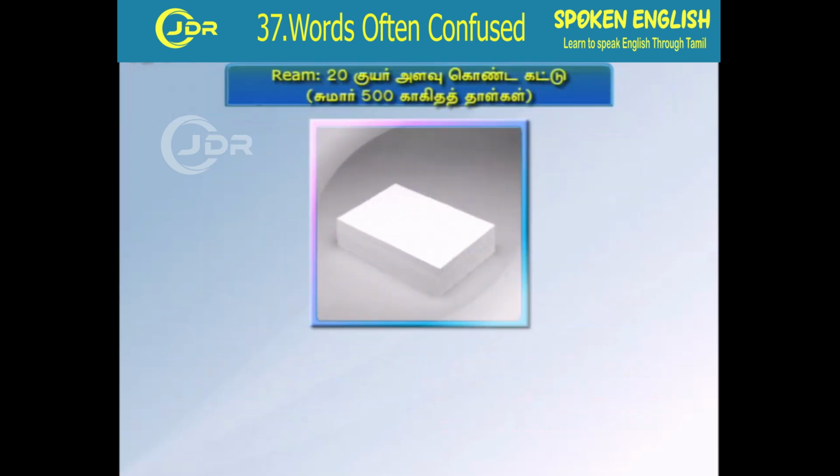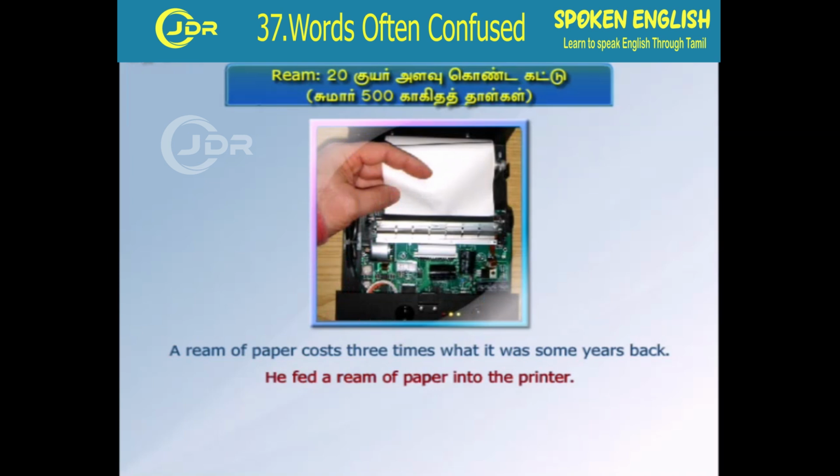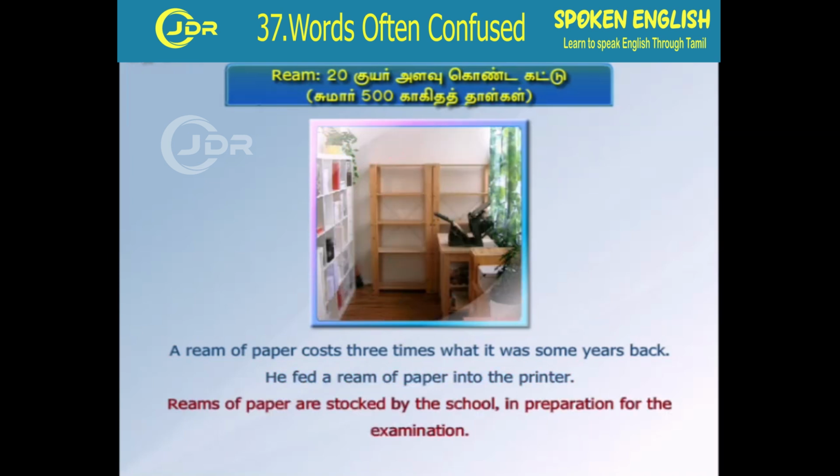Ream, 20 ஸ்கொயர் அளவு கொண்ட கட்டு, சுமார் 500 காகிதத் தாள்கள். A ream of paper costs 3 times what it was some years back. He fed a ream of paper into the printer. Reams of paper are stocked by the school in preparation for the examination.